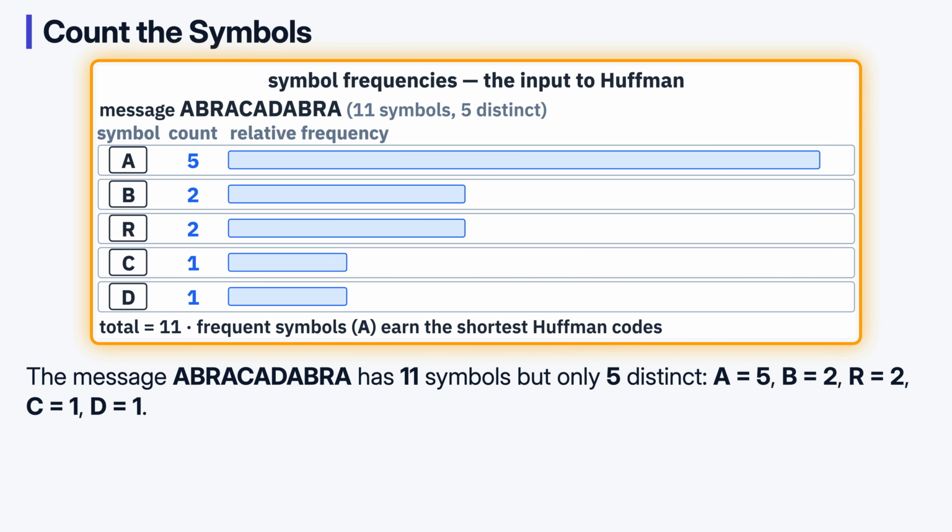Notice how uneven the counts are. A alone is nearly half the message, while C and D appear just once each. That imbalance is exactly the redundancy Huffman will exploit.